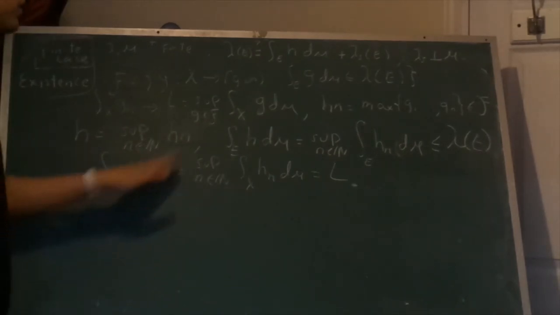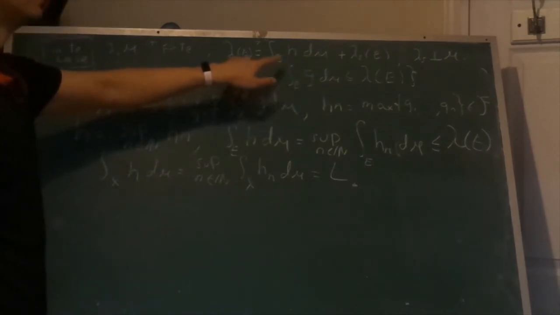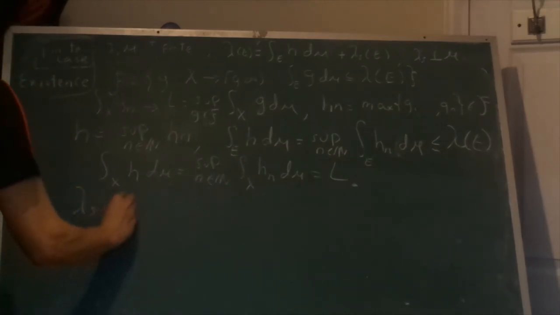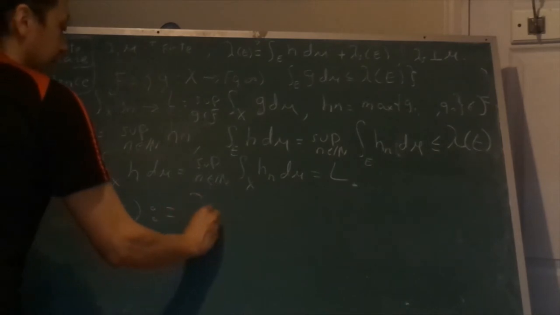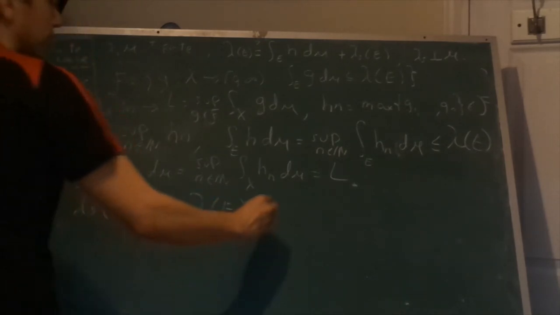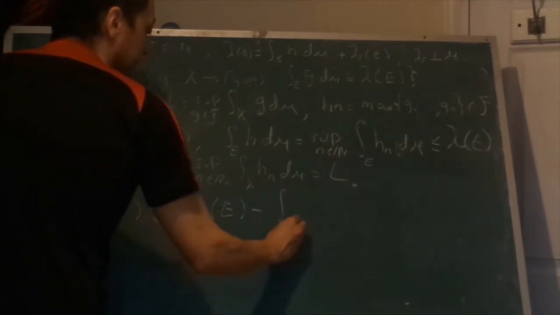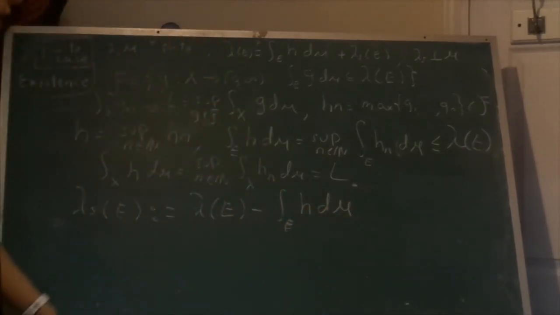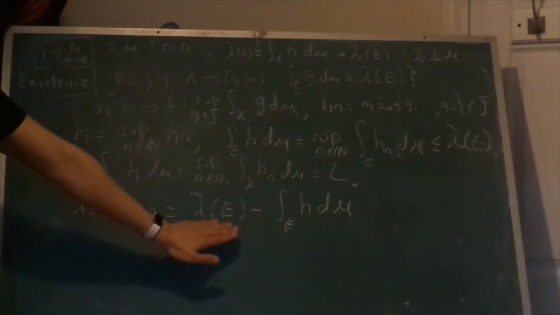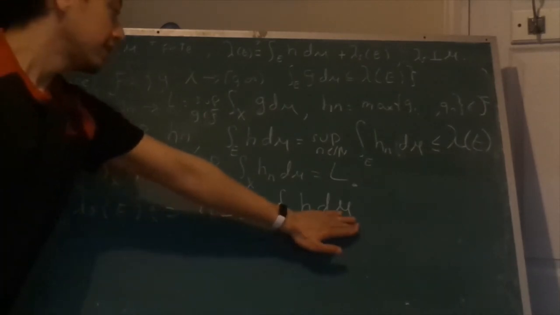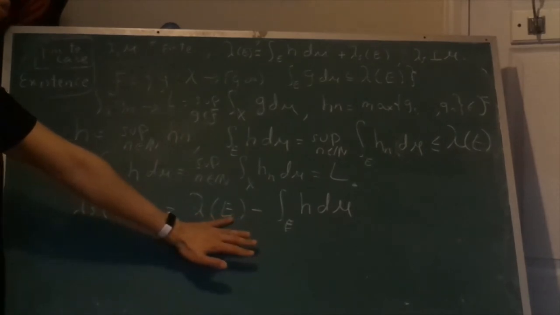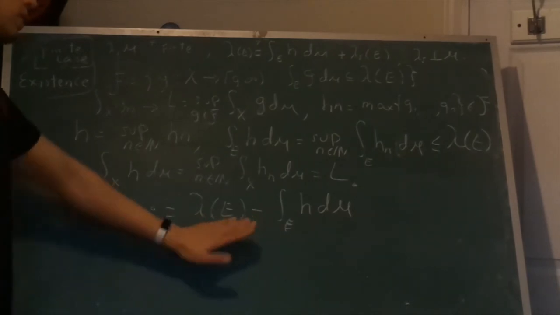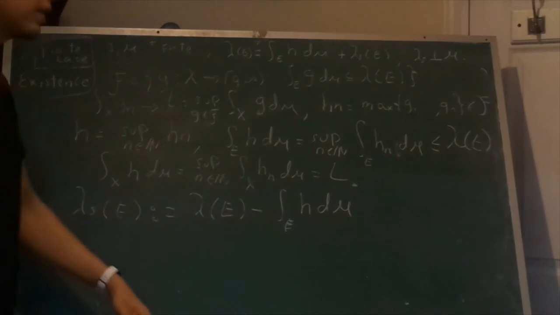That's going to be our candidate. So we have our optimal candidate to plug in here. Let's see what happens when I take the difference between this measure and this integral. So define lambda s of E as lambda of E minus the integral over E of h dmu. Now, notice that because of the way we have constructed h, this is a positive quantity for every measurable E. So this is a positive measure. It's finite as well, because everything here is finite.